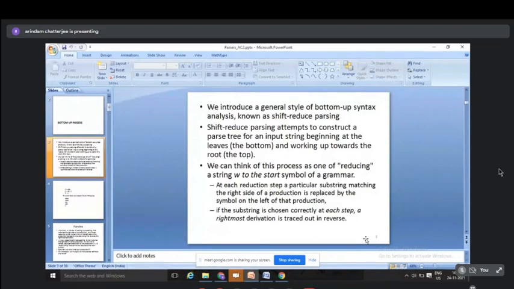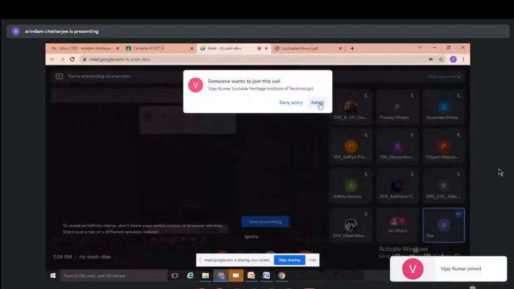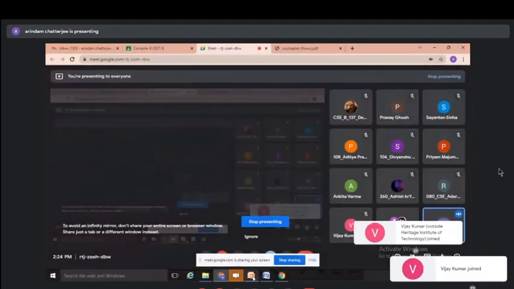So we can think of this process basically as a reduction process, reducing the string W, which consists entirely of terminals, to the start symbol of the grammar. Okay, and we have already seen in the lab that it is not so easy to do, because you have to be careful about what you are reducing. That is what is most important.